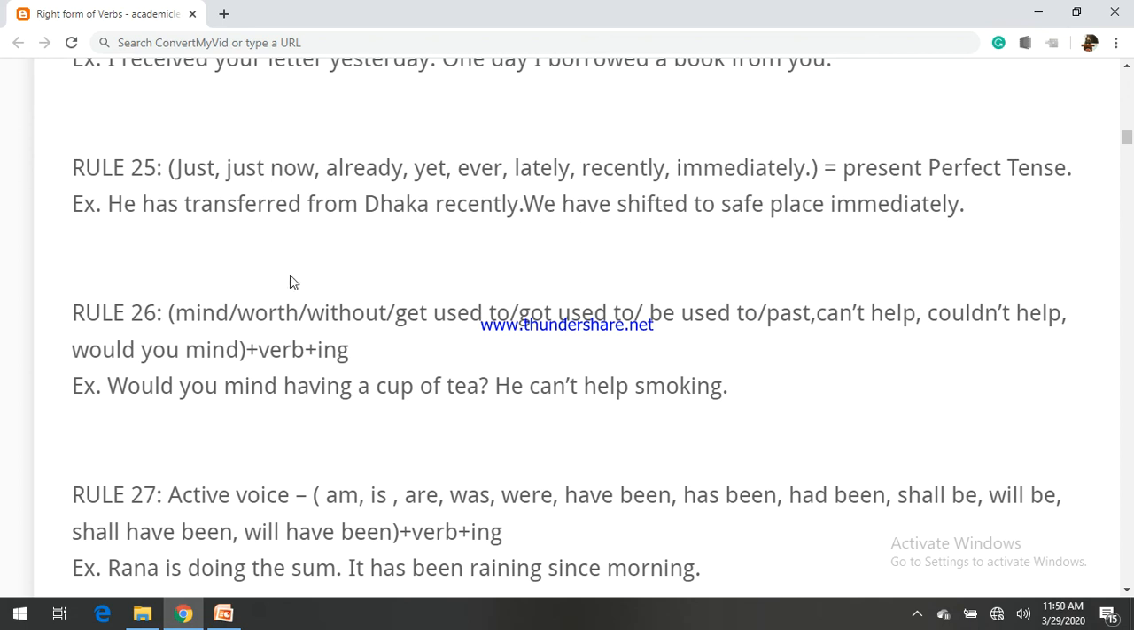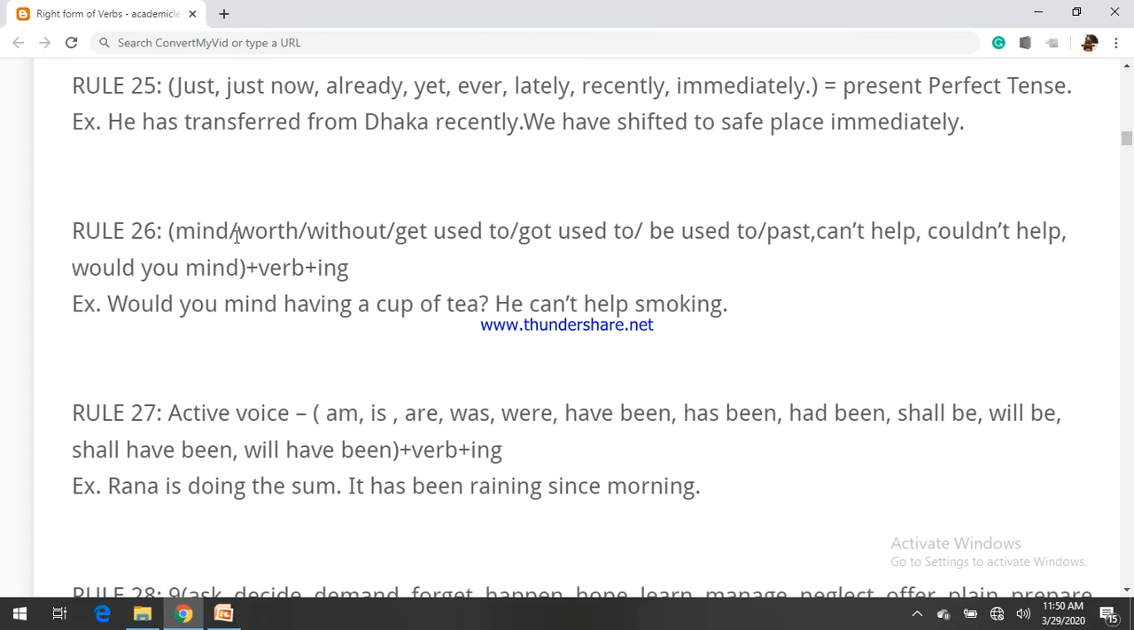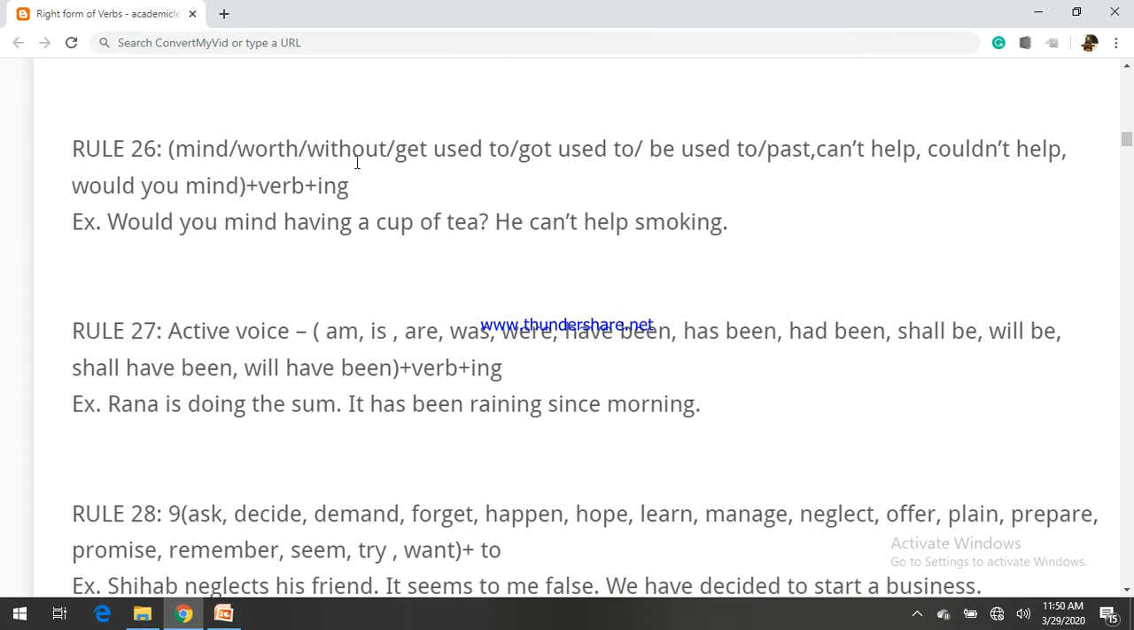Rule number 26: mind, oath, without, get used to, got used to, be used to, cannot help, could not help, would you mind, plus verb plus ing. After these words, verb plus ing is mandatory. After mind, after oath, after without, you have to use verb 1. Let's see.